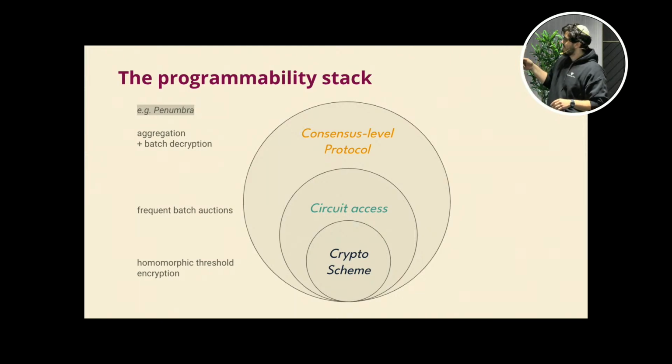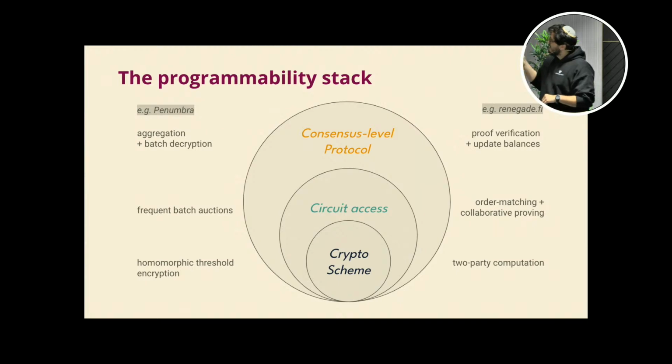At the circuit level, you have batch auctions, right? So you can program a little bit, you can access a little bit. Actually, you can't really access more of the circuit, but you can program a little bit, right? In order to do aggregation and batch decryption, right?